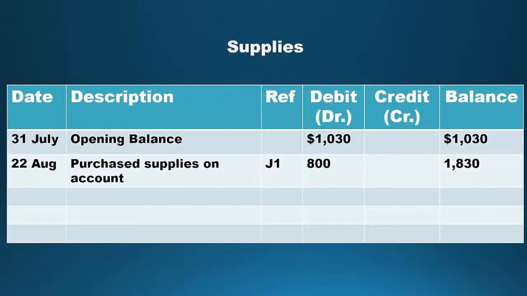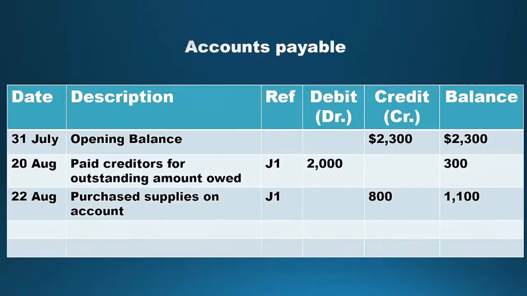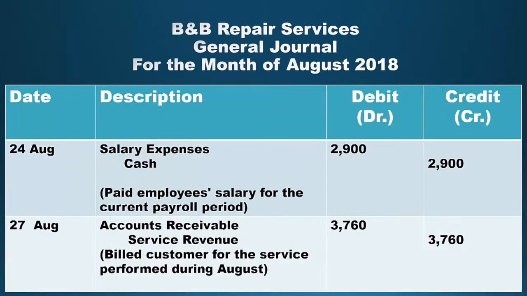Accounts payable ledger. Write the date. 2. Narrative. Add the narrative: Purchase supplies on account. 3. Reference. Include the journal reference, J1. 4. Amount. Enter $800 in the credit column. We credit accounts payable because the company now owes more to its creditors, and increases to liabilities are recorded on the credit side.